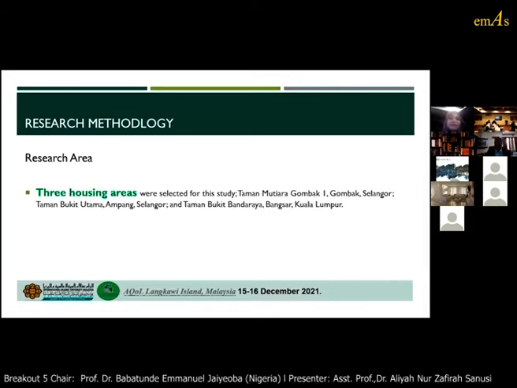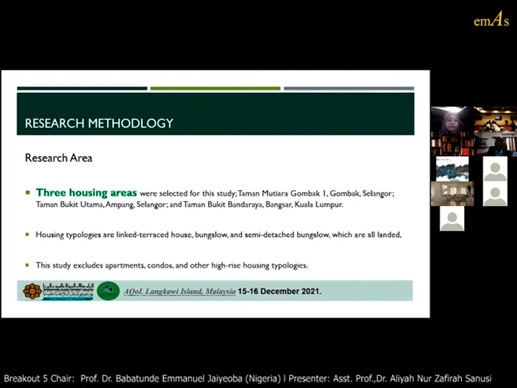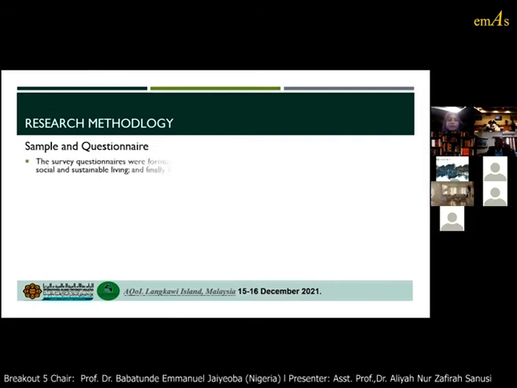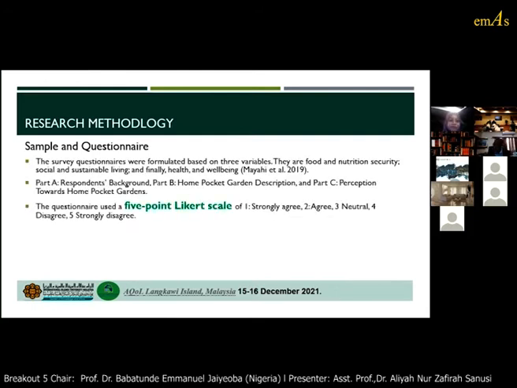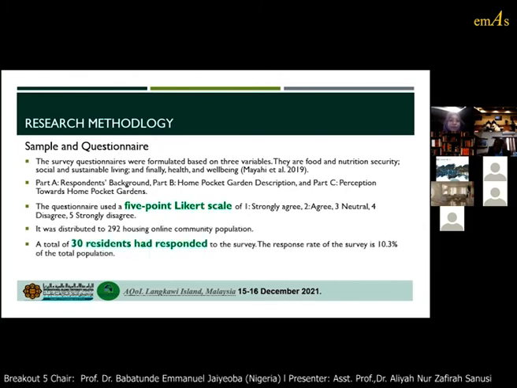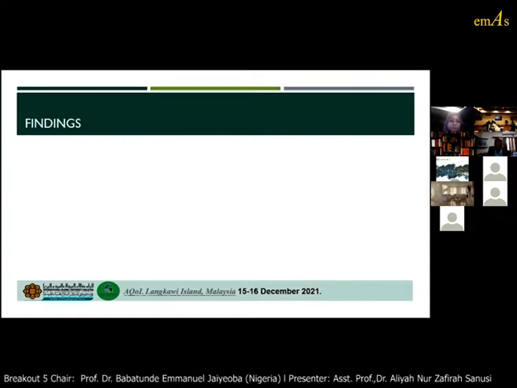We studied 3 housing areas around Klang Valley, one in Gombak, one in Bukit Antarabangsa, and one in Bangsa. The house typologies are all landed houses. The survey uses a 5-point Likert scale from strongly agree to strongly disagree, and 30 residents responded to our survey, which is about 10.3% of the total population of the residents.